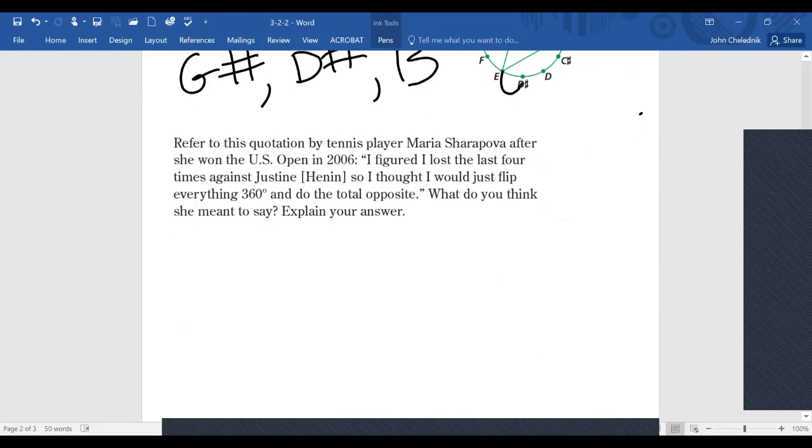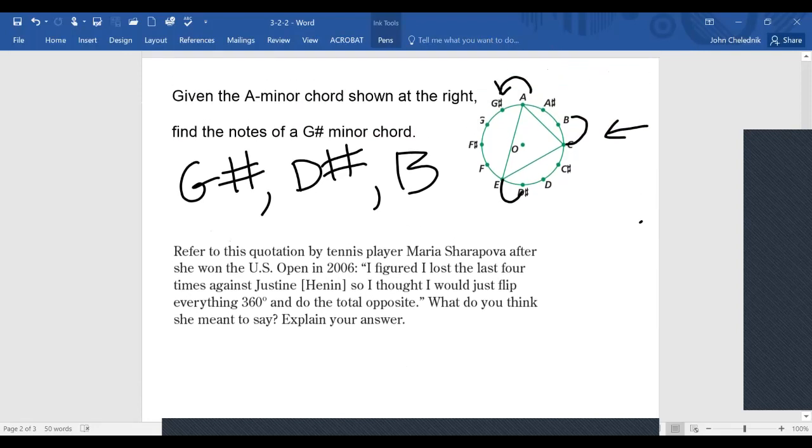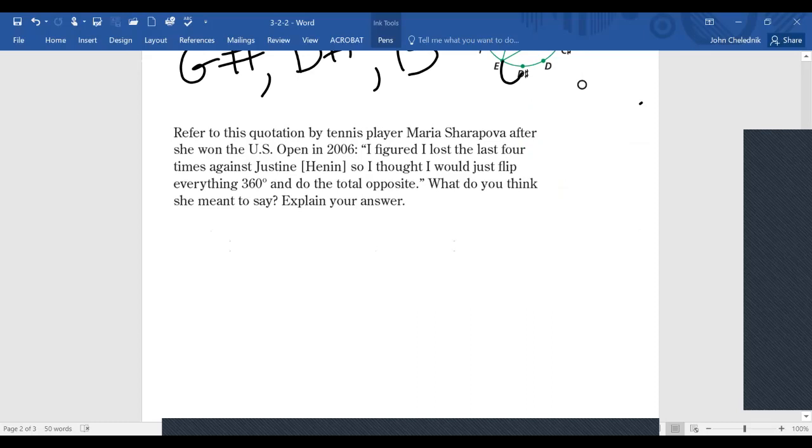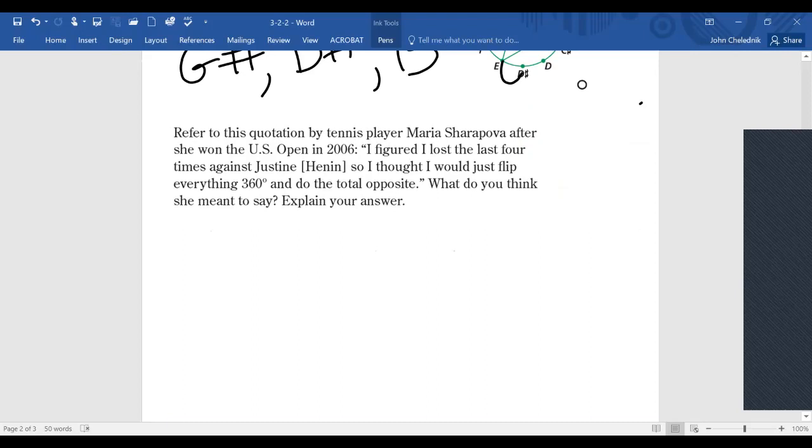There's only one more example in this lesson, and it's about tennis. So shout out to all you tennis players. I hope you really enjoy this. This goes out to you. Refer to this quotation by tennis player Maria Sharapova after she won the U.S. Open in 2006. I figured I lost the last 4 times against Justine Henin, so I thought I would just flip everything 360 degrees and do the total opposite. What do you think she meant to say? Explain your answer.